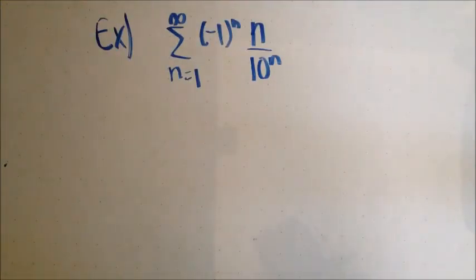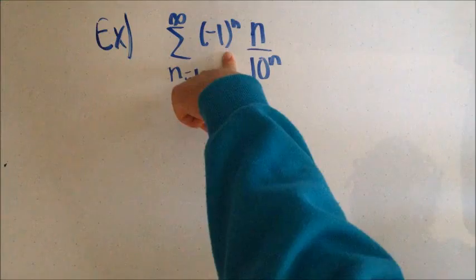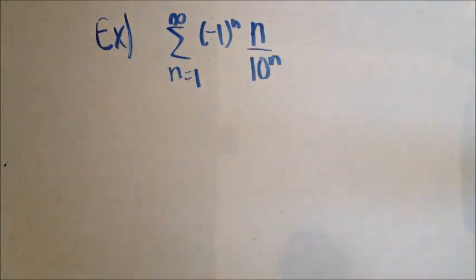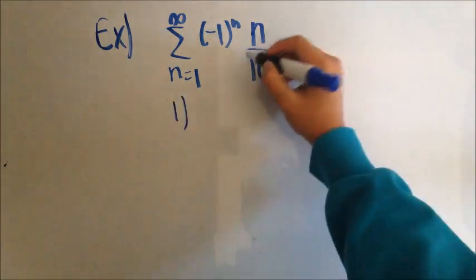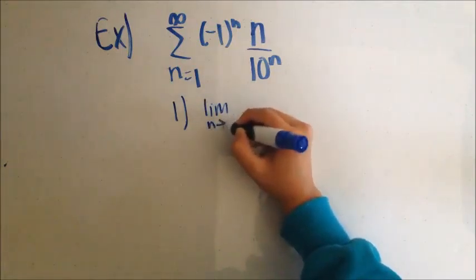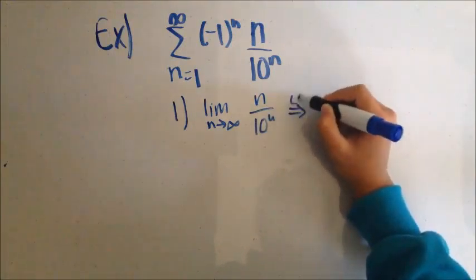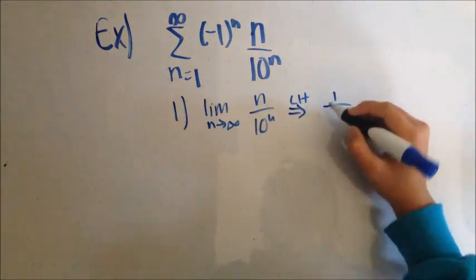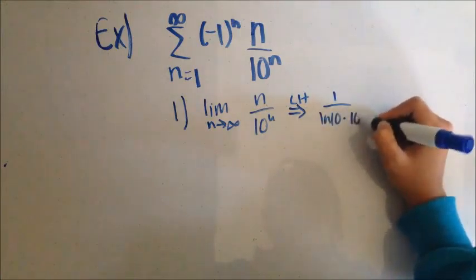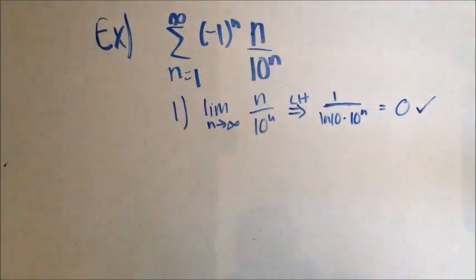Here's another good example to practice the alternating series test. We have the series starting at 1, going to infinity of (-1)^n times n to the 10 over 10 to the n. So our first step is going to be taking this part of it, ignoring the alternating part, taking the limit, and then we can use L'Hopital's to get ln of 10 times 10 to the n, and we know that that is going to be 0. So that's the first step.